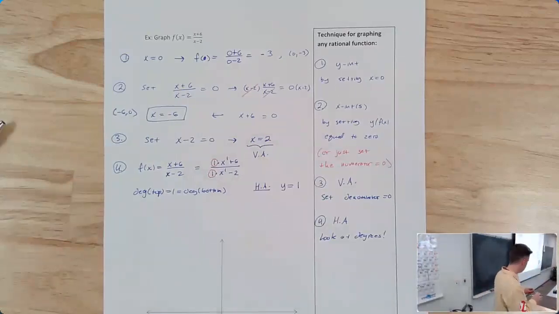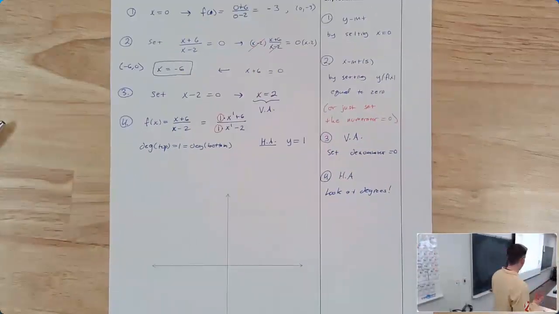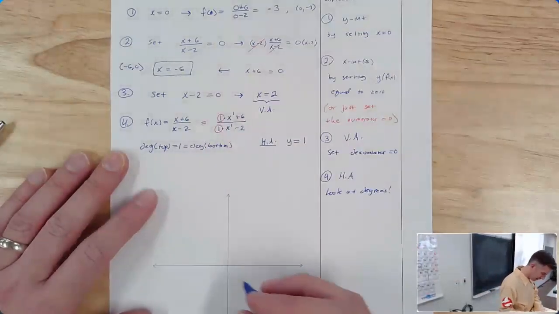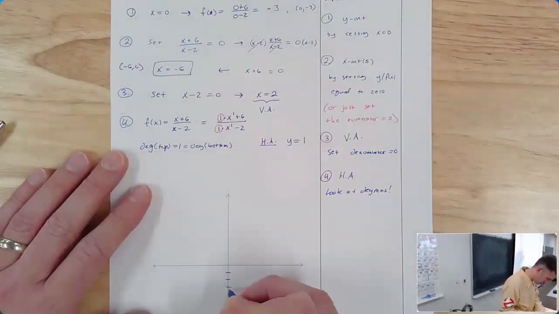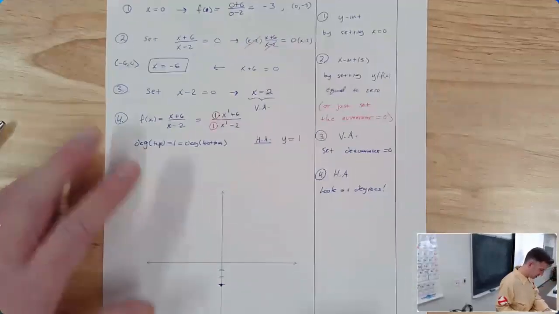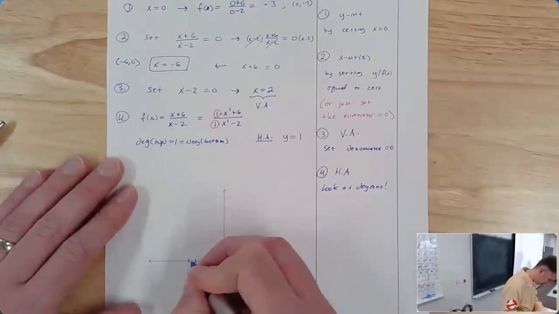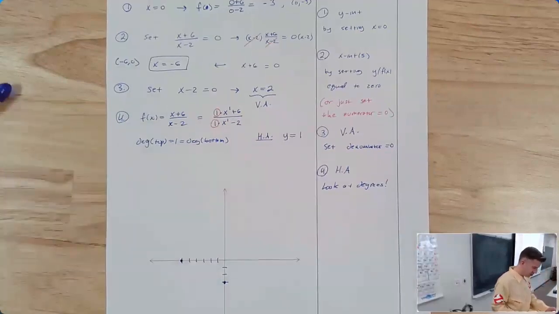Great, we have all the pieces. Now we're going to graph the thing. I would say we're going to put all of our points and all of our features on our graph, and then we'll try to graph the function. So let's see, I've got y equal to -3 as my y-intercept. I've got x equal to -6 as my x-intercept. I might not be super precise. And then I've got x equal to 2 as my vertical asymptote.